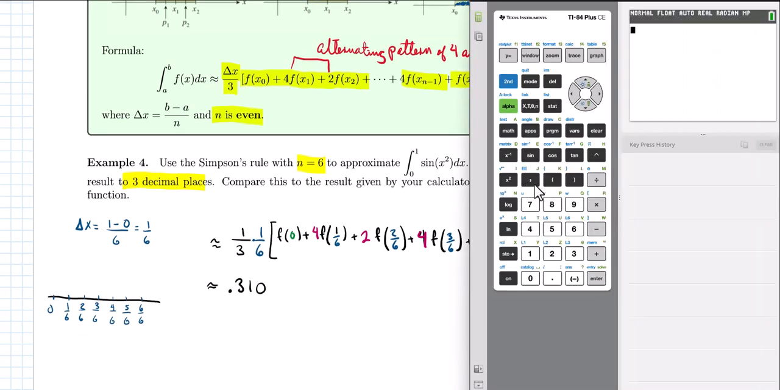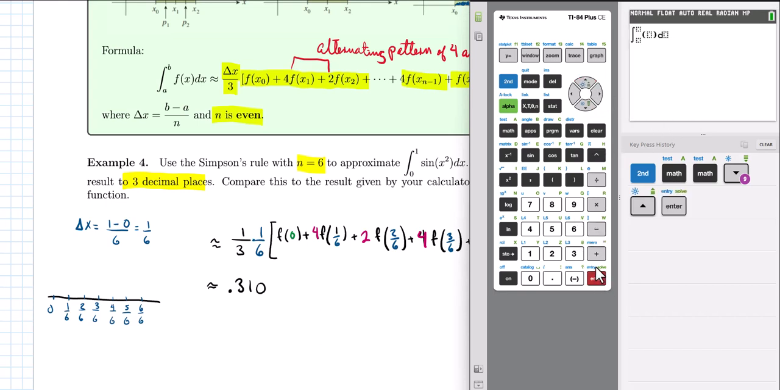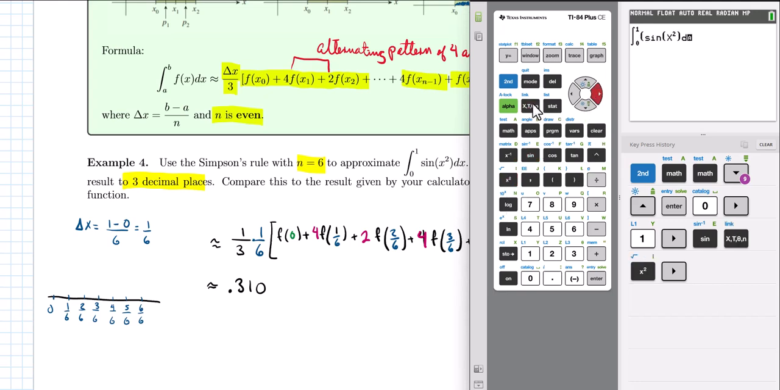So what we do here is we click on math, and we scroll down all the way to the 9th option, where we see the fnInt option. So we click on it. And if you have the newer types of calculator, you should see this. This calculator is giving us the integral, and we just need to fill it out. This particular integral was going from 0 to 1, and the function was the sine of x squared, and we were integrating with respect to the variable x.